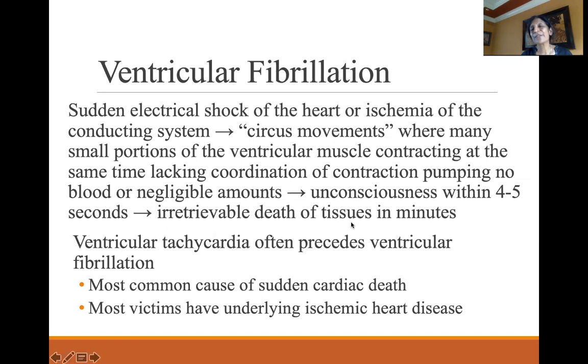Irretrievable death of tissues occurs in minutes. Ventricular tachycardia often precedes ventricular fibrillation. The most common cause of sudden cardiac death is ventricular fibrillation. Most victims have underlying ischemic heart disease. All right.